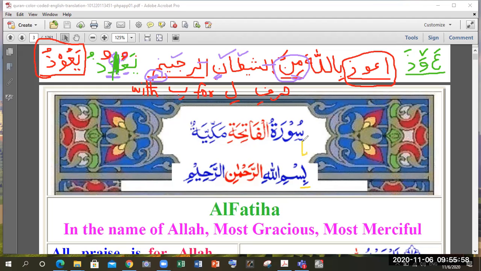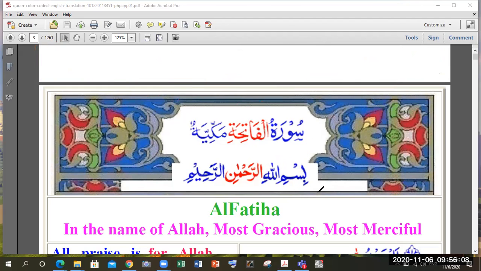Otherwise, we have to write it in this way. So the alif has been dropped for some reason. Let's not go into that detail right now. Okay. So B means with, ism means name. So, with whose name? Bismillahi: Allah's name. Allah's name.